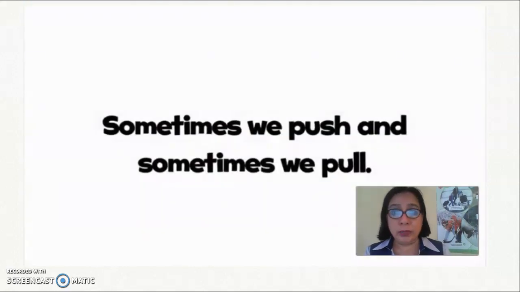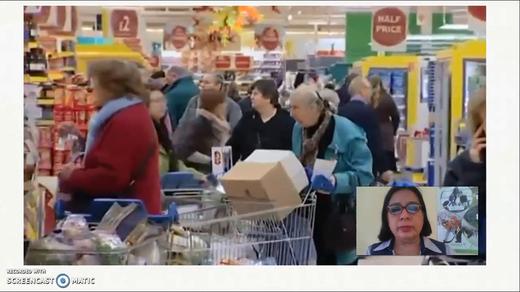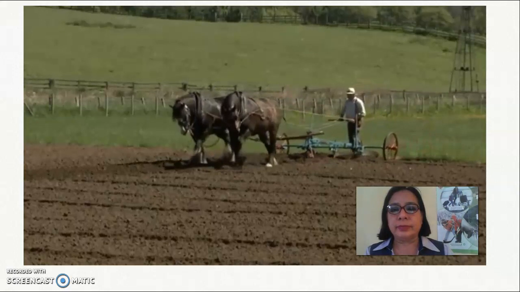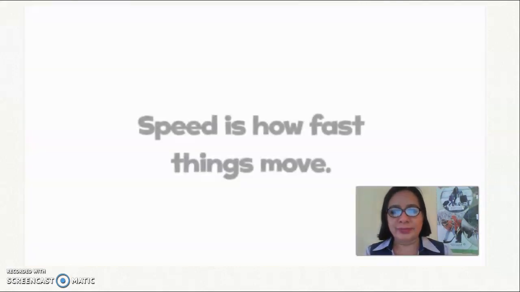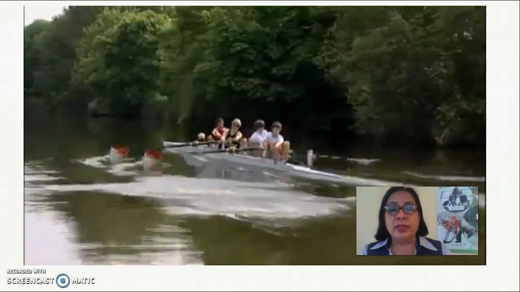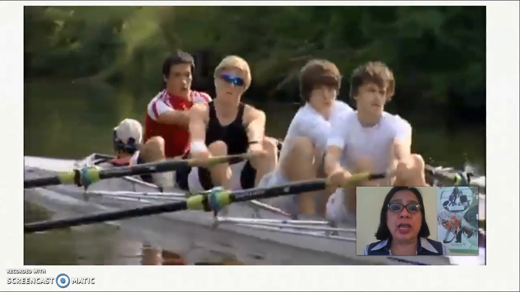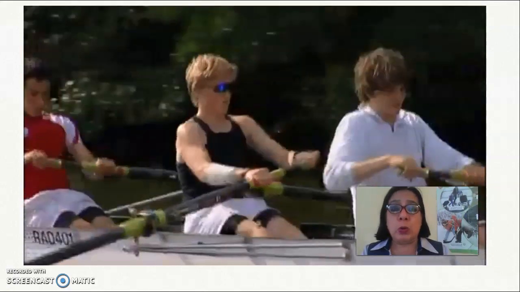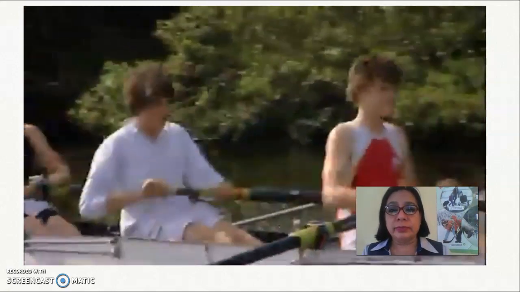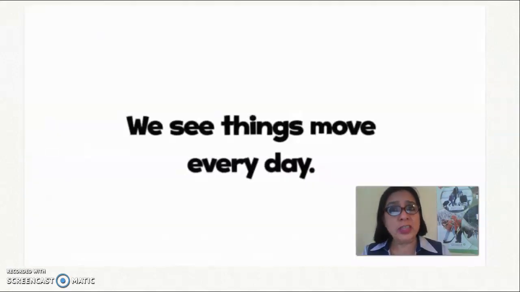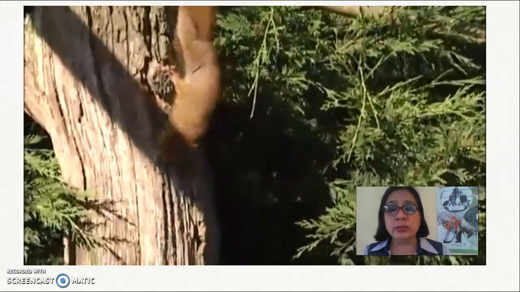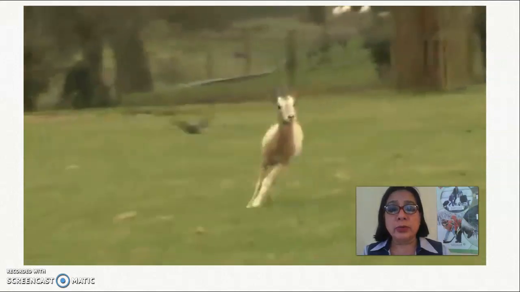Sometimes we push and sometimes we pull. Speed is how fast things move. These boys are pushing and pulling the rows so the boat can move. We see things move every day. Squirrel and the goat.